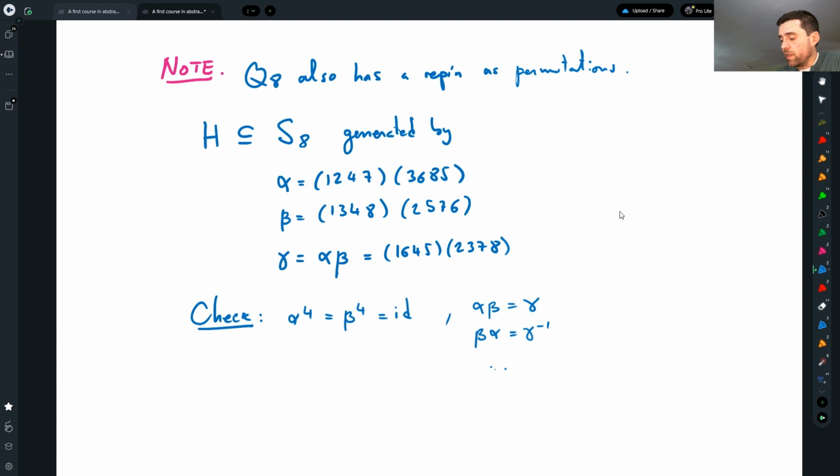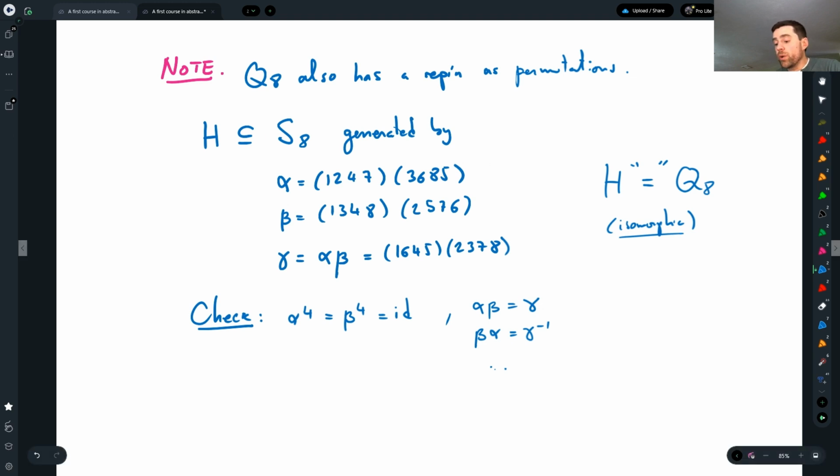So it turns out that H is, and we will formalize that as an isomorphism, isomorphic to Q8. So we will formalize what this notion means. We're going to say that the subgroup of the permutation group S8 is actually isomorphic to Q8.